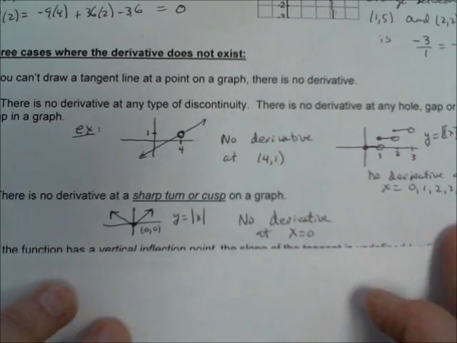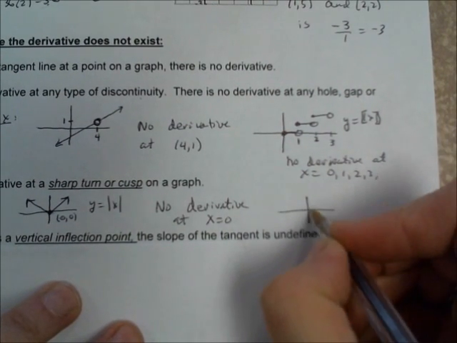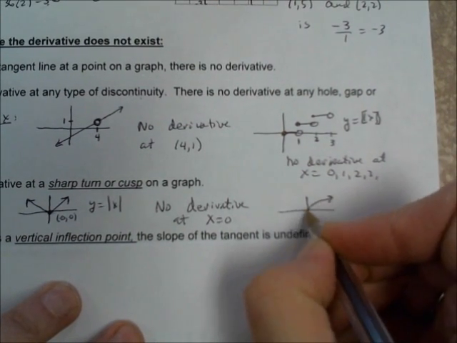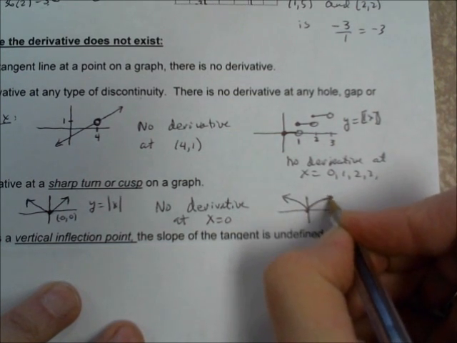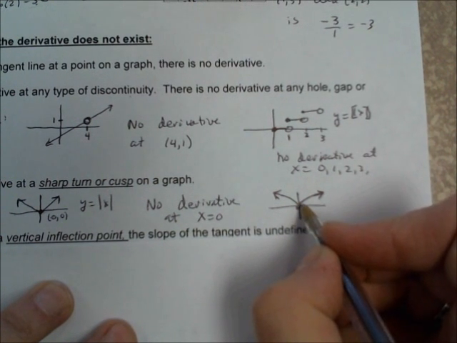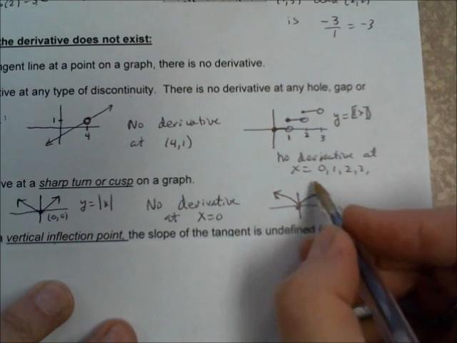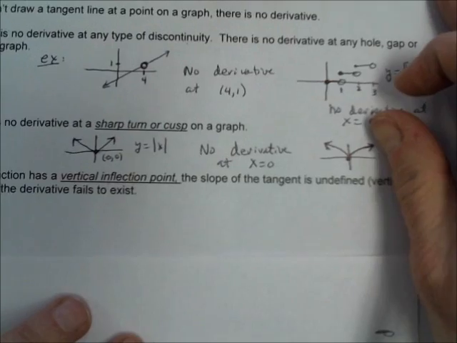And there's some other graphs that have sharp turns in them. There's a graph that looks like this that we'll be looking at, some of those other types of graphs. But anytime you have a sharp turn, you have no derivative at that particular point. In other words, the graph has got to be smooth and continuous.